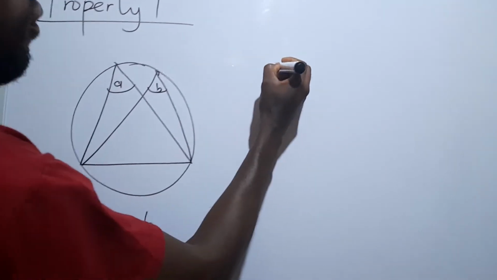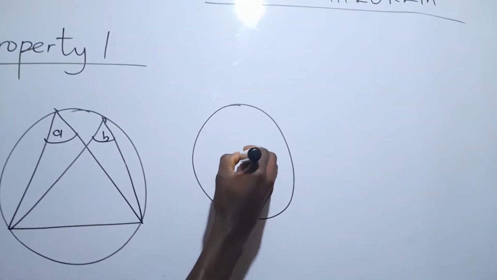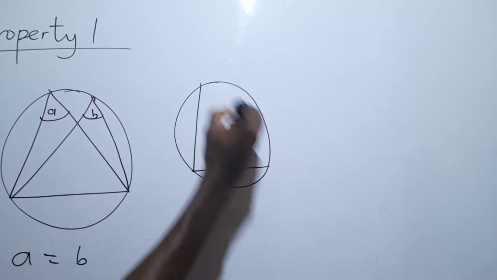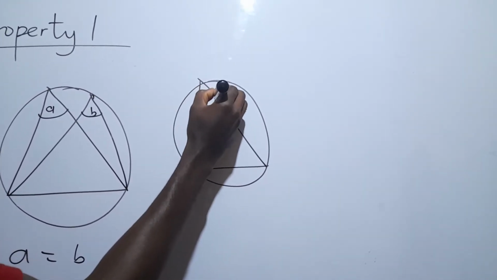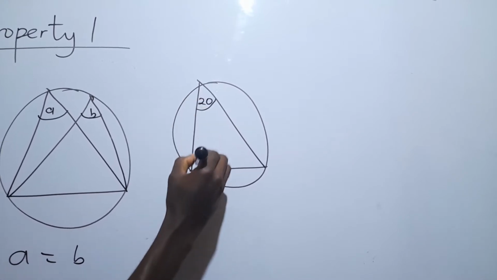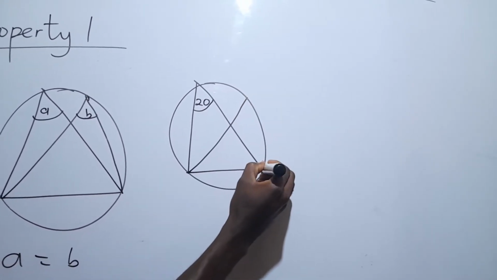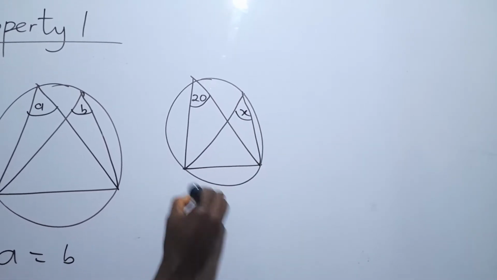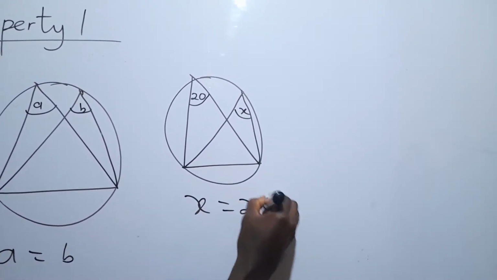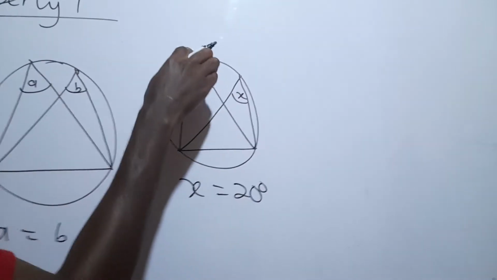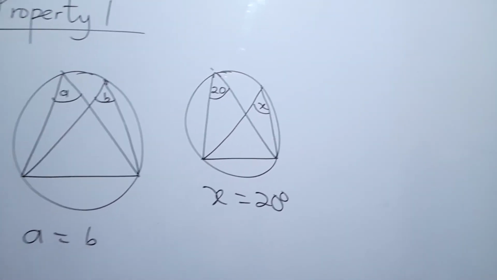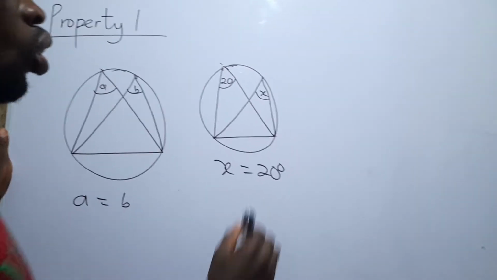So if I have a circle like this, and I have a chord, that chord sustains an angle of 20 degrees here. The same chord sustains an angle here known to be x. X is equal to 20 degrees. As far as the same chord is the one sustaining the angle at the circumference of the circle, those angles are equal.